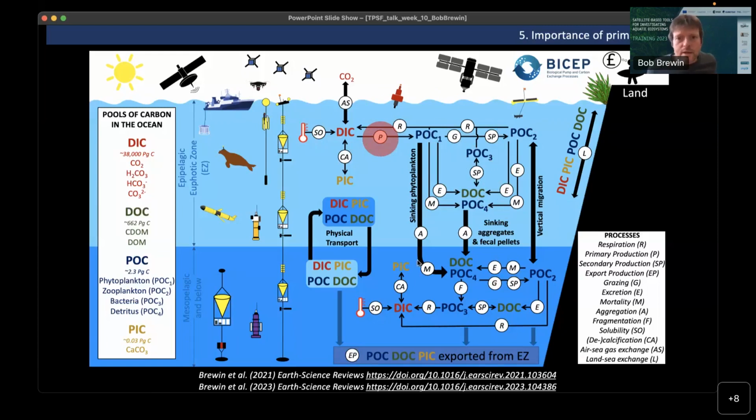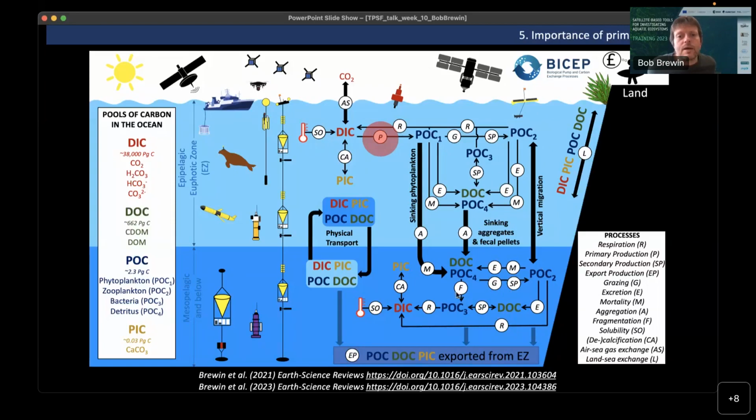And some of this material is then sinking out of the surface layer, forming our export production, either directly by the phytoplankton or aggregating in the form of fecal pellets, for instance, by zooplankton, pooing out a lot of the material that's been eaten. There's also complex vertical migration going on with the zooplankton, where they come up at the surface during the night to feed and then go down to depth and excrete some of that carbon that's been eaten.